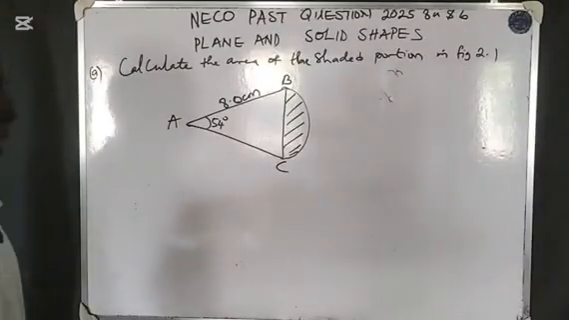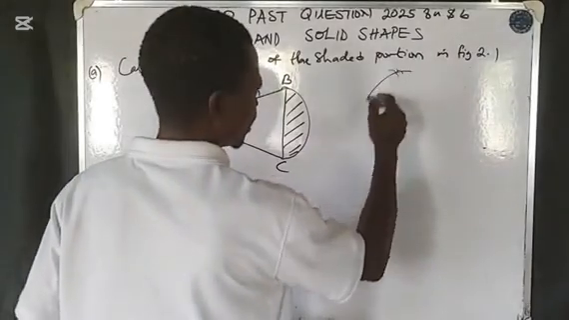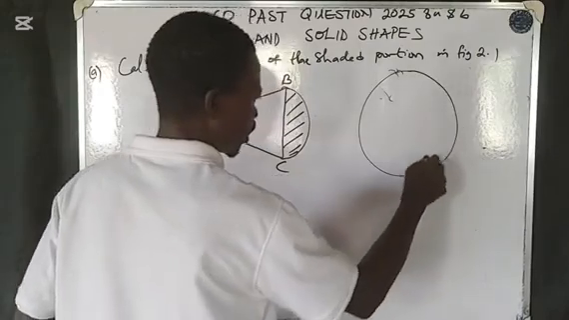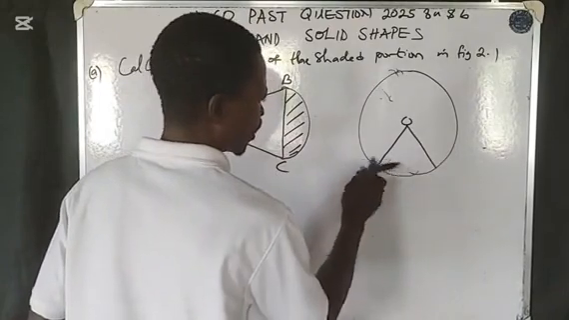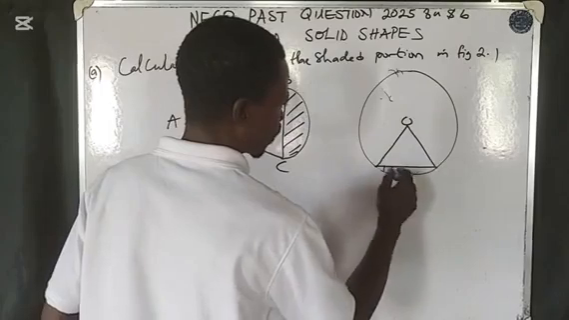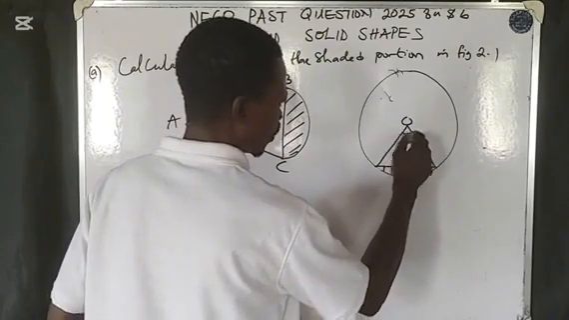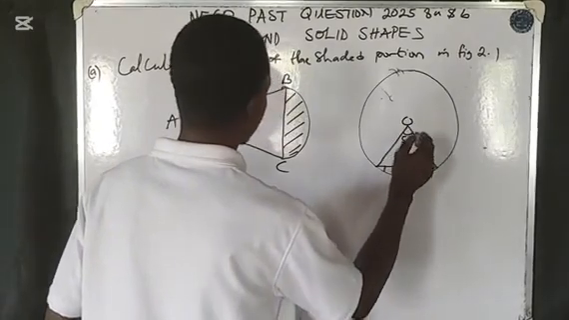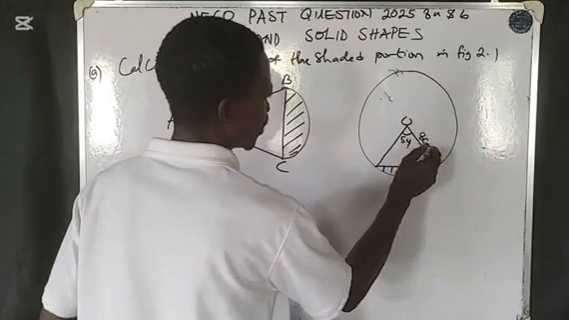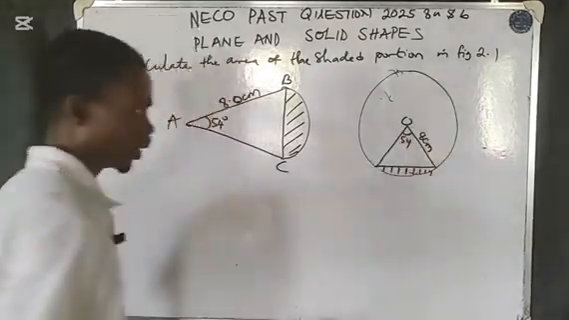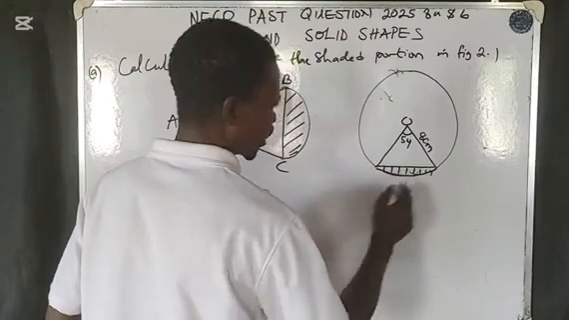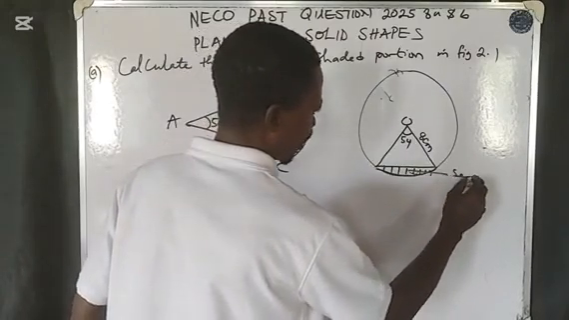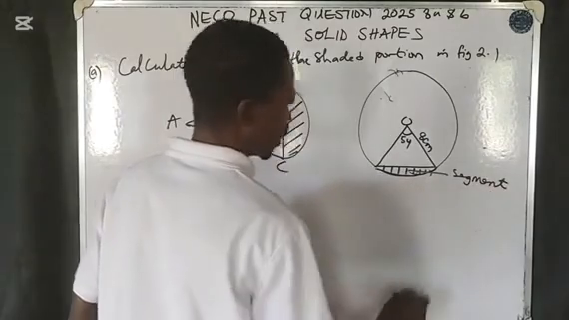If you look at this, this is a sector of a circle, a circle like this. This is the center. The angle is 54. The radius is 8 centimeter. If this place is 8, it has to be 8. So the shaded portion of this circle is what they call segment. They want you to find the area of the segment.